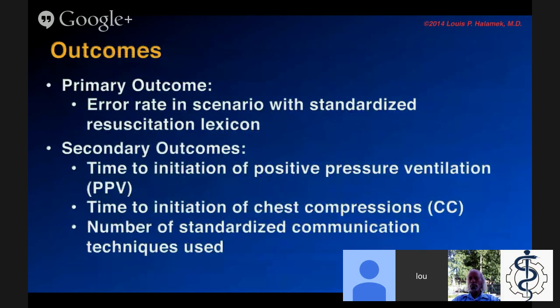So with data presented in a more standardized fashion, my primary outcome was looking at the error rate in the scenario in which that resuscitation lexicon was used. Would that error rate be lower than when the lexicon was not used? And in addition, I know from looking back at retrospective data that people were always very slow or late, according to the algorithm, in starting breathing for the baby, so positive pressure ventilation, and also late in starting their chest compressions. So I wanted to look secondarily at the time to starting PPV and the time to starting chest compressions. Could we improve that time? And also, what was the number of standardized communication techniques used by the nurses? Could I say that that was a good check for whether or not they behaved as I asked them to?